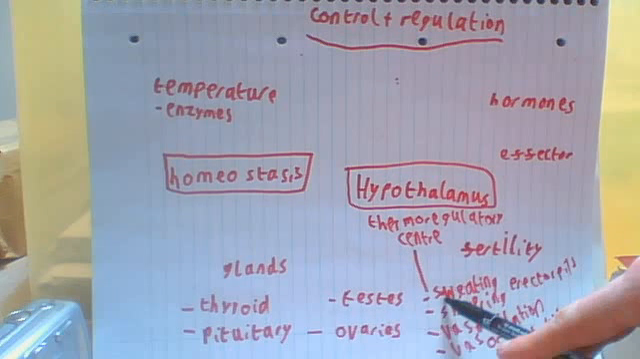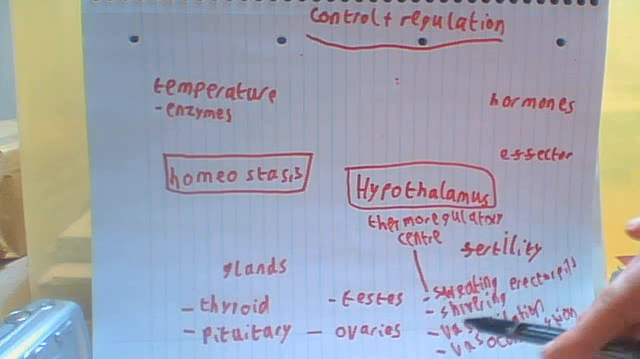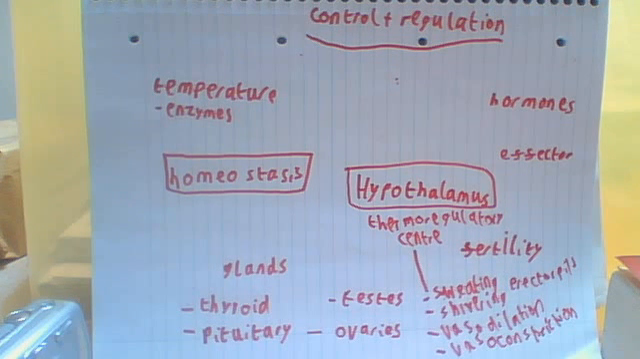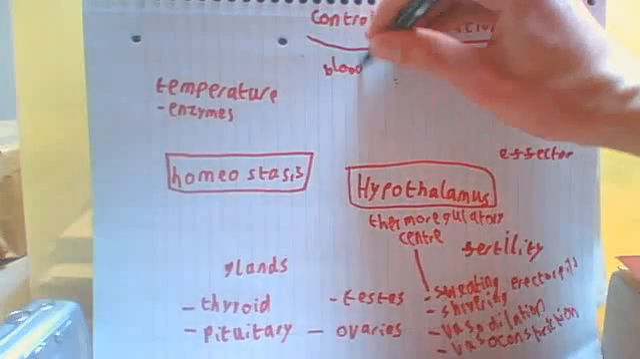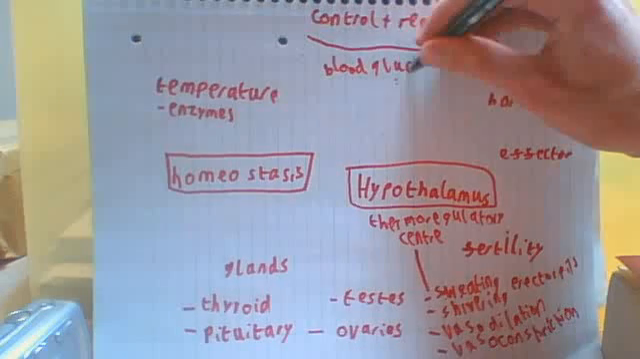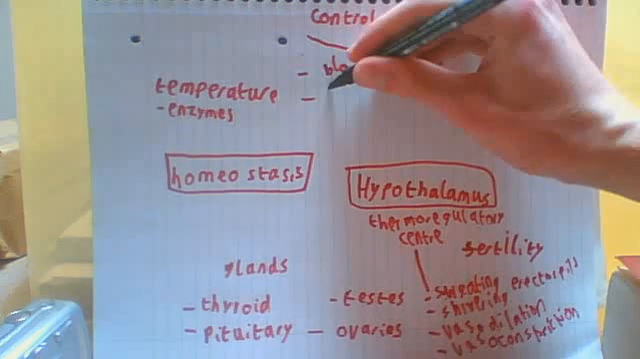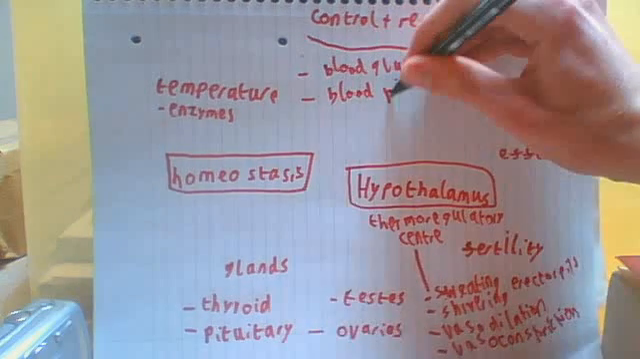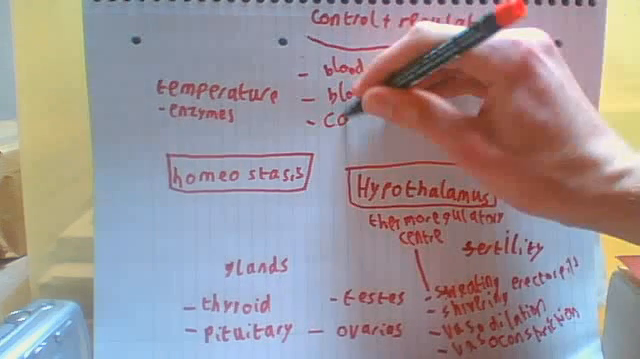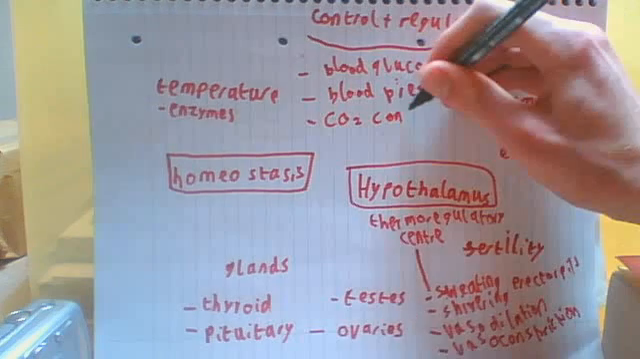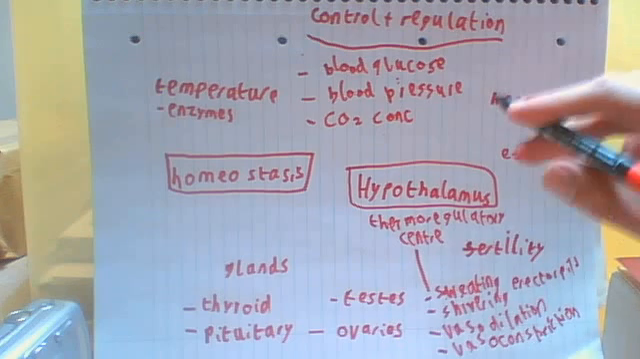Right, okay, so I'll discuss with you a little bit about the mechanisms of how the thermoregulatory centre controls temperature, but there's a lot of other things that are controlled within the body. It's not only temperature, you can have things like blood glucose. I'm not going to go into too much detail with this because you don't actually need to know this. Blood glucose, you can have blood pressure, you can have carbon dioxide concentration.